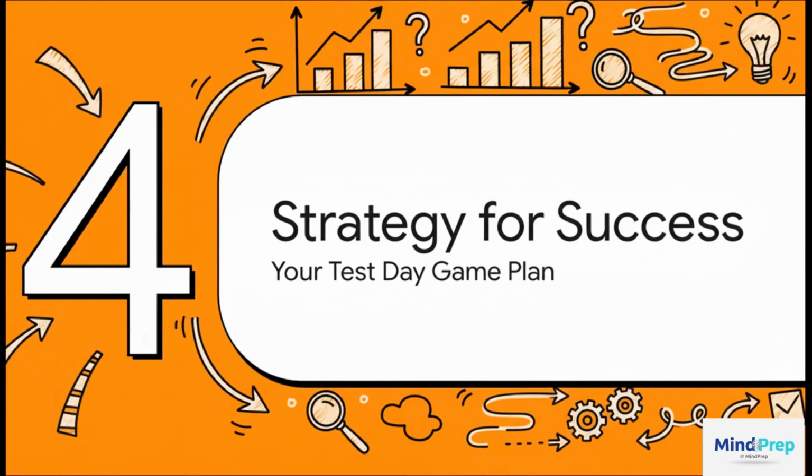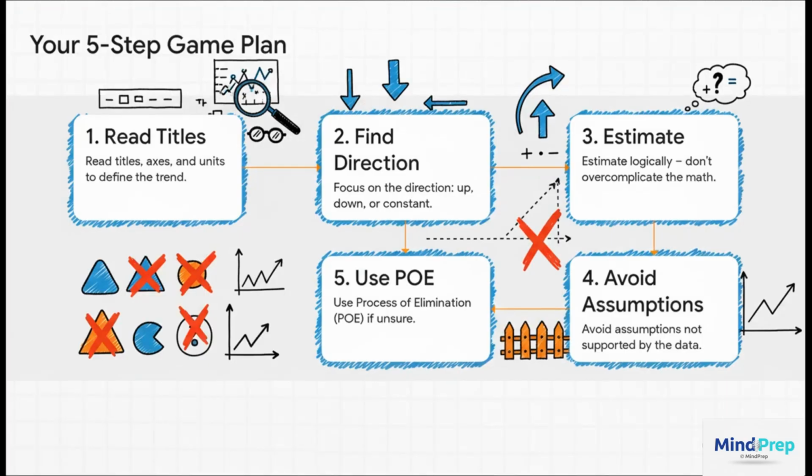All right, you get the ideas. Now let's turn this into a real, actionable game plan that you can actually use when you're sitting there on test day. Here it is, your 5-step strategy. Step 1, always know what you're looking at. Read the titles, look at the labels on the axes. Step 2, find that trend direction. Is it going up, down, or staying flat? Step 3, make a logical guess. Step 4, don't make up new rules or assume things the data doesn't support. And finally, step 5, your best friend on any multiple choice test, the process of elimination.